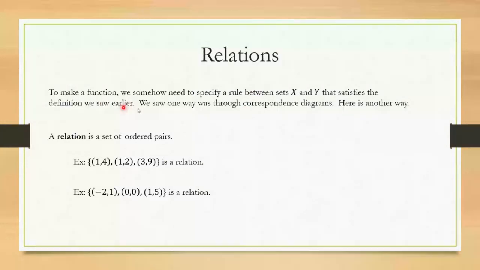So again, to make a function, somehow we have to specify what the rule is between the domain set x and the other set y. That rule has to satisfy the definition: for each element of x, you only get one element from y. So we had correspondence diagrams. Let's consider relations now. So what is a relation? It's just a set of ordered pairs. A relation, by definition, is just a set of ordered pairs.